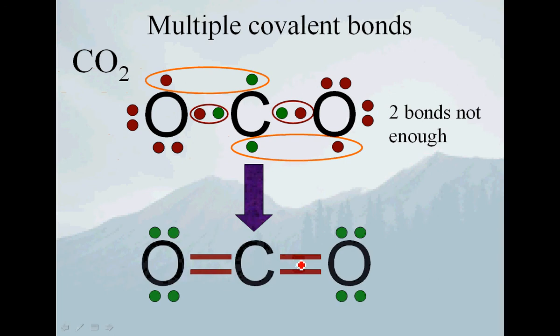So each line, again, represents 2 electrons. This line represents 2 electrons. This line represents 2 electrons. This line represents 2 electrons. This line represents 2 electrons.